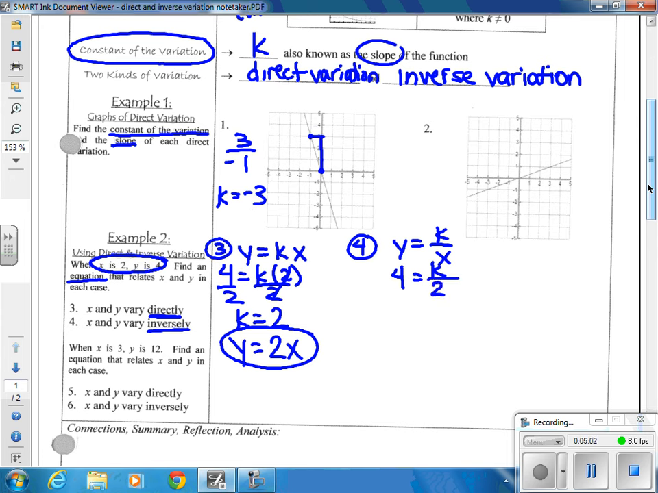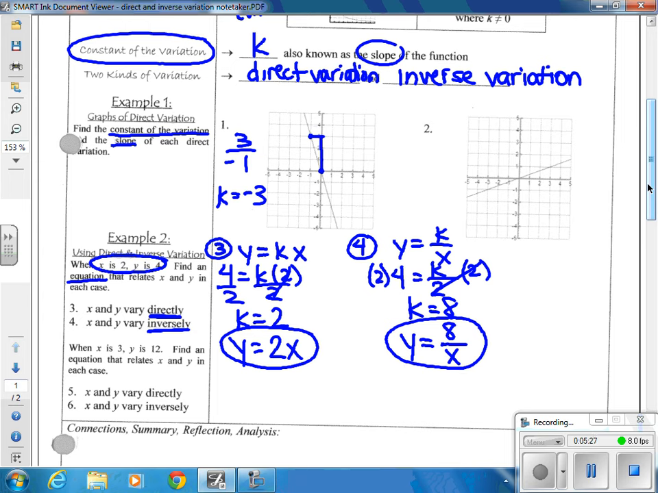To solve this one for k, we're going to multiply both sides by 2. 2 times 4 is going to give you 8. So now you have k equals 8. But once again, that is only your constant of variation value. That is not your actual equation. So you go back to the original formula, take the letter k out, and replace it with 8. So the correct answer will be y equals 8 divided by x. And that is the inverse variation equation for number 4.